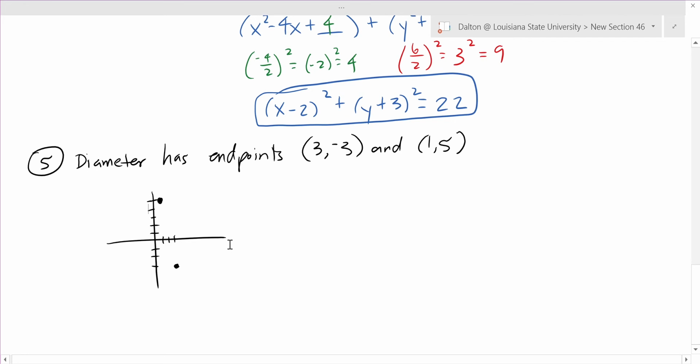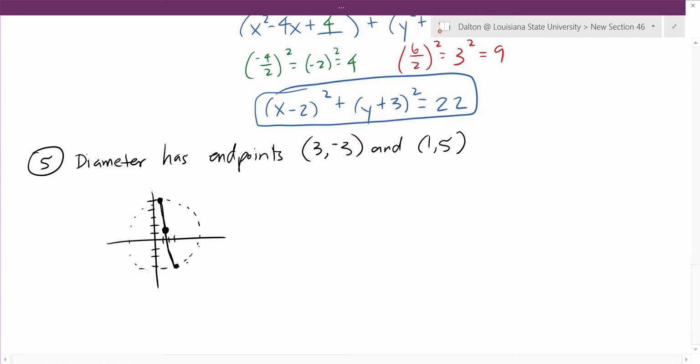So if these are the endpoints of a diameter, the diameter connects them, and the most important feature of a diameter is that it goes through the center of the circle. So the center of the circle is somewhere in the middle. We can't trust that we graph this perfectly and just count and estimate where that may be. We're going to have to do some calculations. So again, the circle is going to look something kind of like this, and we've got to figure out what is the center and what is the radius.